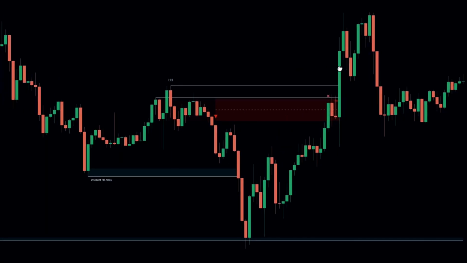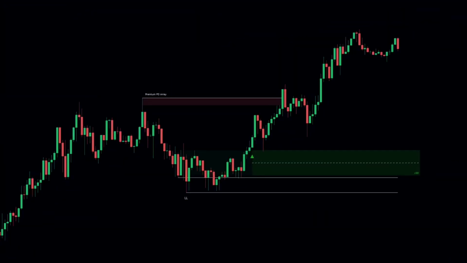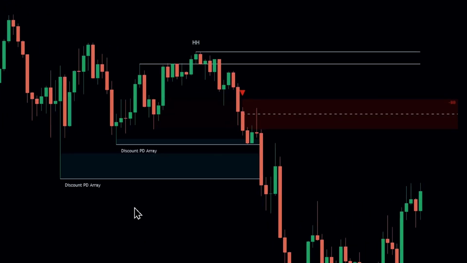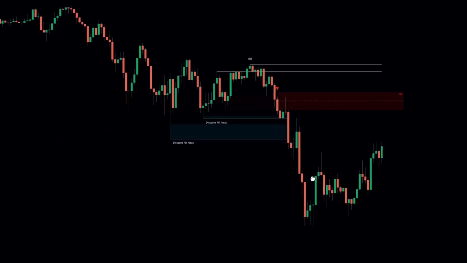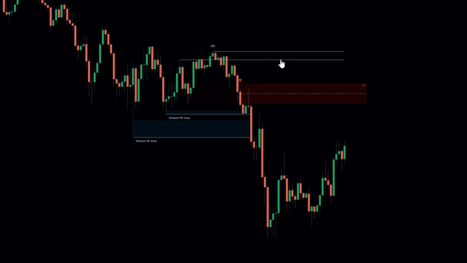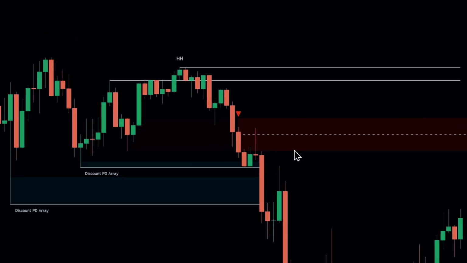And that's exactly how we'll be using this indicator to trade. Now let's break down what this indicator includes. The blue zones here are bullish breaker blocks, while the red zones are bearish breaker blocks. We also have discount PD arrays at these levels, which we'll use to set take profit targets. These wide horizontal lines represent lower lows and higher highs. Whenever a breaker block forms, you'll see a red downward arrow for bearish blocks and a green upward arrow for bullish ones.